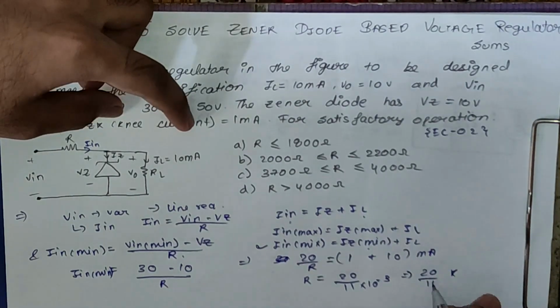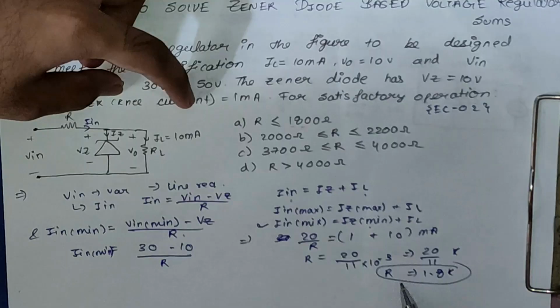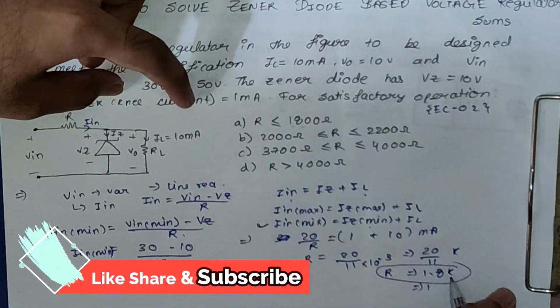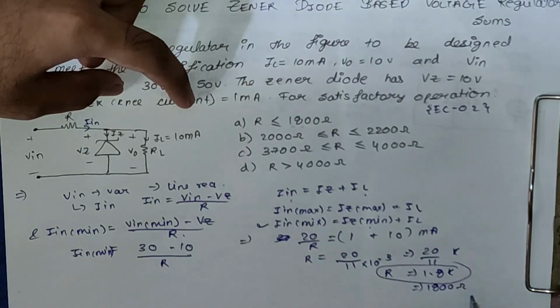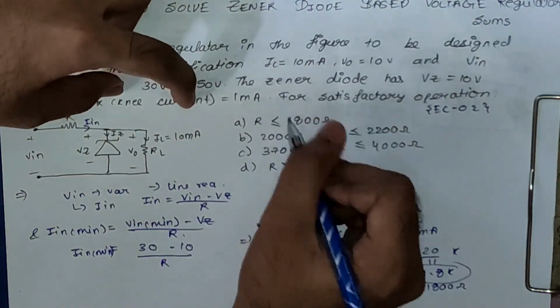20 by 11 is about 1.8k. So R is 1.8k. So we got the value 1800 because 1.8k is nothing but 1800 ohm. Okay, so we got the value 1800, but we have to find out this relation also.